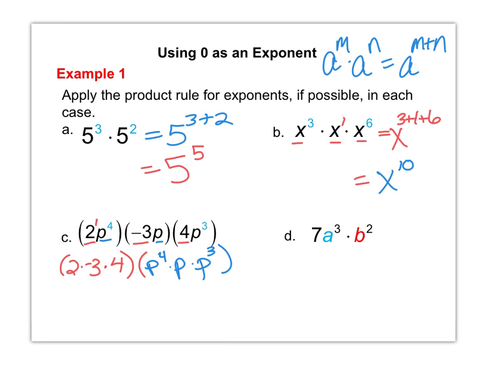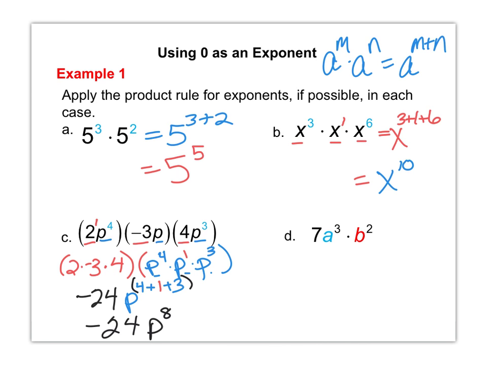So we can multiply the p's together. Since the coefficients are multiplied together, we can multiply 2 times negative 3 times 4 to get negative 24. And because the bases are the same with the p's, we can write this as p to the 4 plus, don't forget that power of 1 here, 4 plus 1 plus 3. So this can be simplified to negative 24 p to the 4 plus 1 plus 3, which is the 8th power. So we can simplify part C as negative 24 p to the 8th power.